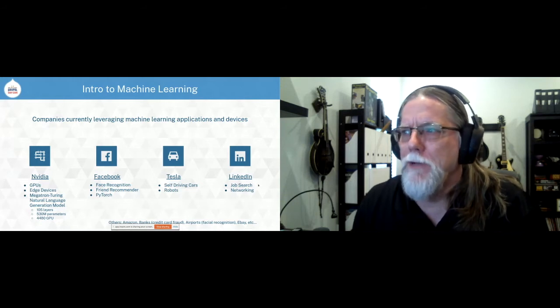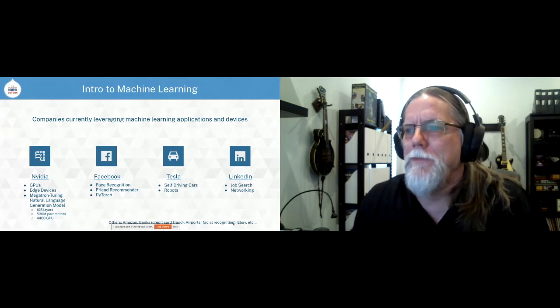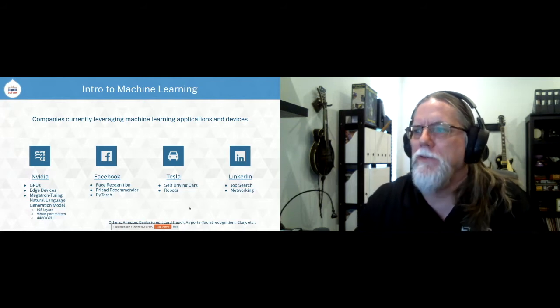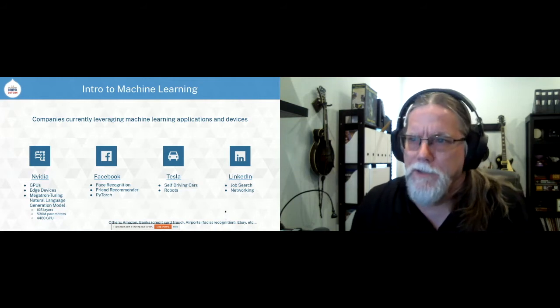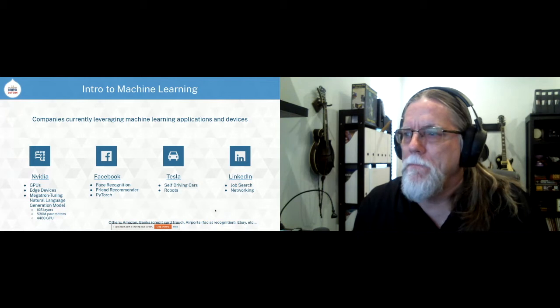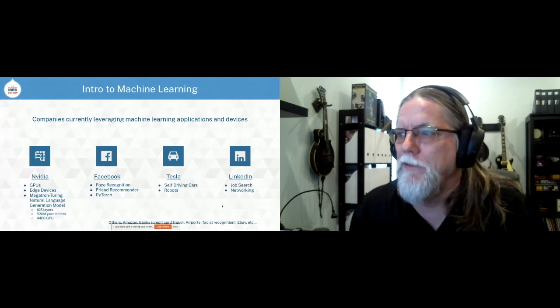LinkedIn, they use it for job search, networking, all these things use machine learning. Others: Amazon, banks use it for detecting credit card fraud. Airports now are using it for facial recognition. Instead of showing your ID, you can just put your face to a camera and it will recognize you.